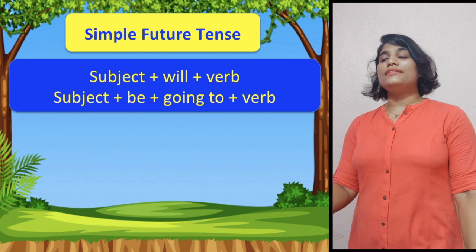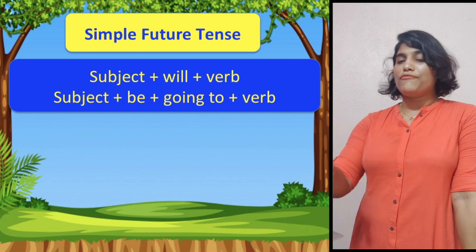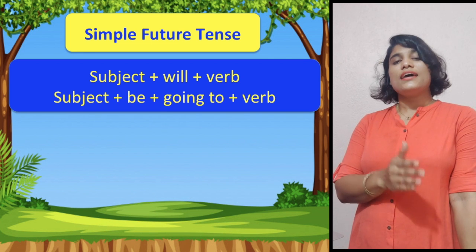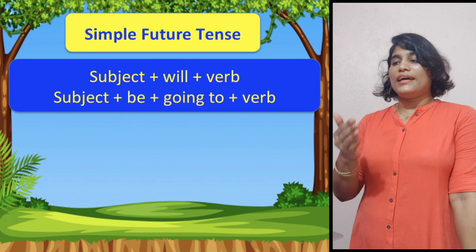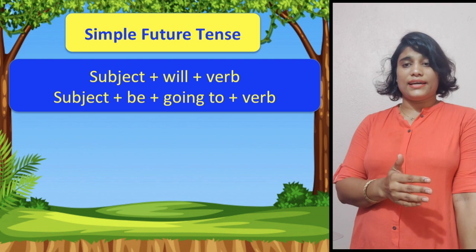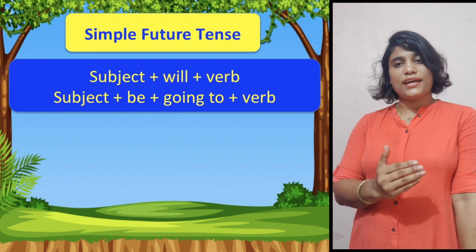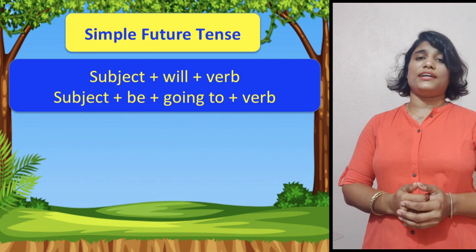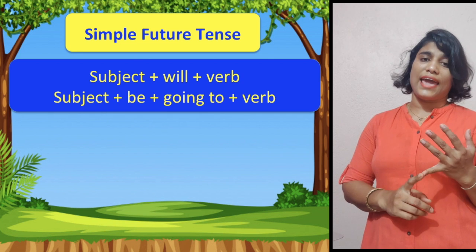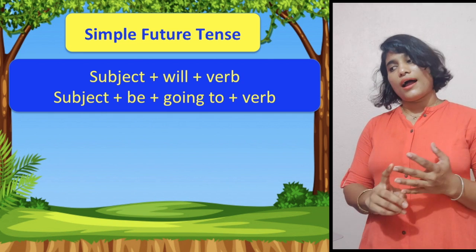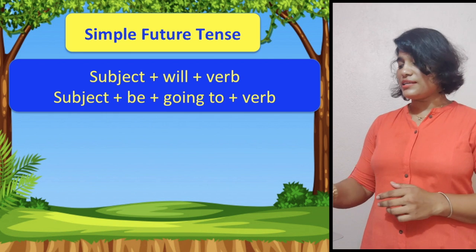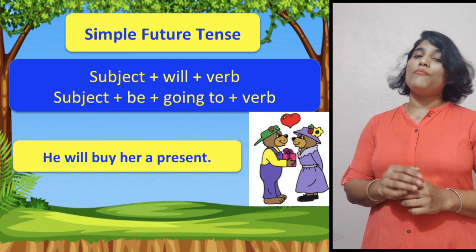Now, here are more examples where you find how to write it. First, you write the subject, then the auxiliary will, then the main verb. And in another case, you use the subject, then a be verb. The be verb used in simple future tense is either am, is, or are, then going to, and after that, the main verb. So let's see some more examples.